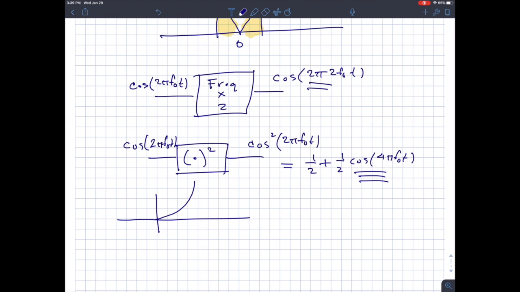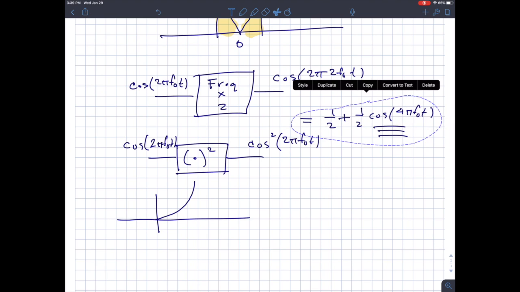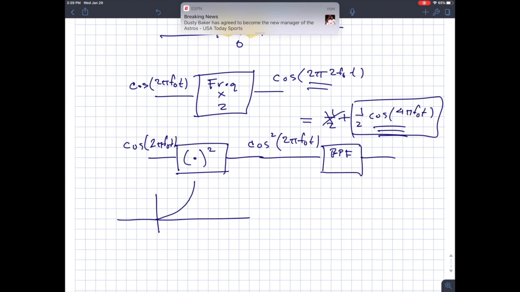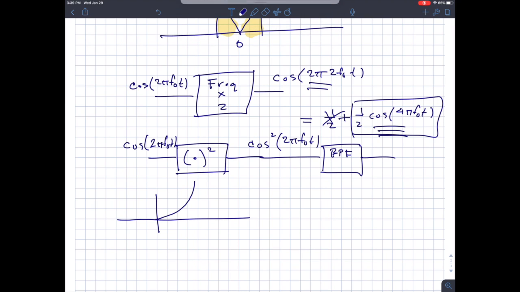All right, so if I took cosine 2 pi f naught t and I squared it, out here would be cosine squared 2 pi f naught t, and then I know from there I would have a trig identity that shows that this is 1/2 plus 1/2 cosine 4 pi f naught t, which of course is exactly what I'm wanting in this frequency multiplier. So I then just follow this up with a little bandpass filter, to just keep this term and get rid of the DC term. Okay, so out would come the frequency multiplied by 2.